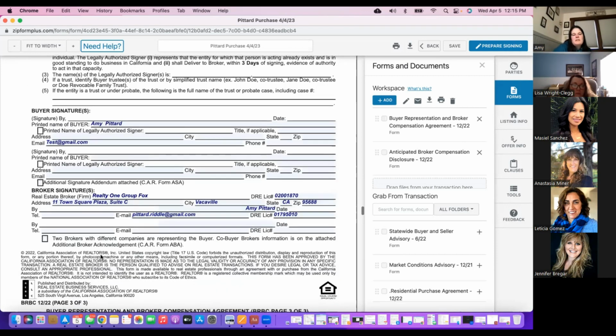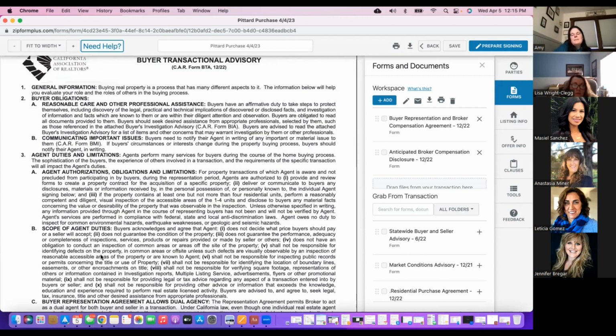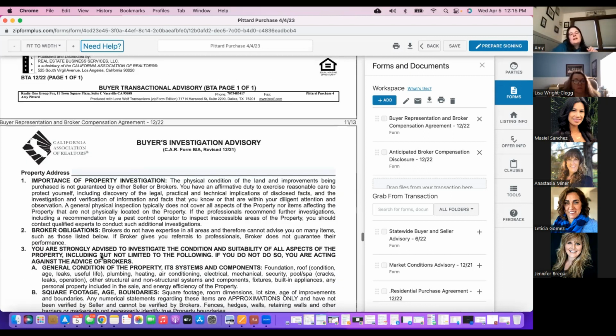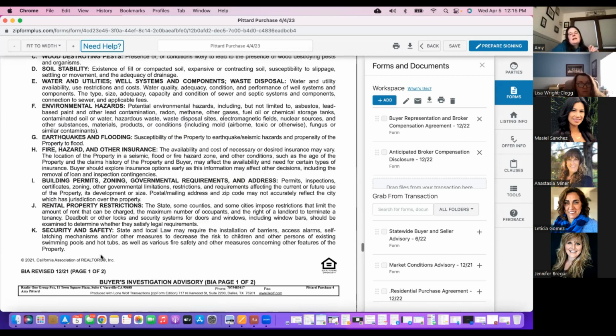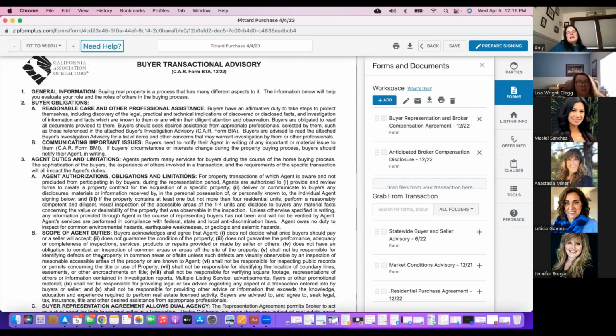Okay, everybody signs. The transactional advisory, I know we're over on time. I apologize. I'm just going to keep plugging forward. If you have to go, I fully understand, but otherwise we're going to make it through these. We have 2 more forms on this one, and then I'll also address the ABCD form because it's a really simple form. The buyer transactional advisory, I really like this form.